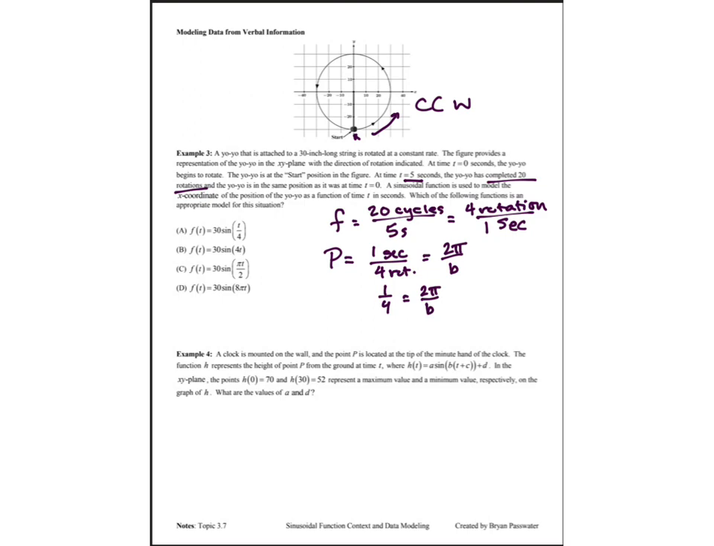Anybody thinking 8th grade math here? Anybody seeing equal fractions? Cross multiply? You could alternatively multiply by b and then multiply by 4. Okay, that would get you there. I like b as 8 pi.